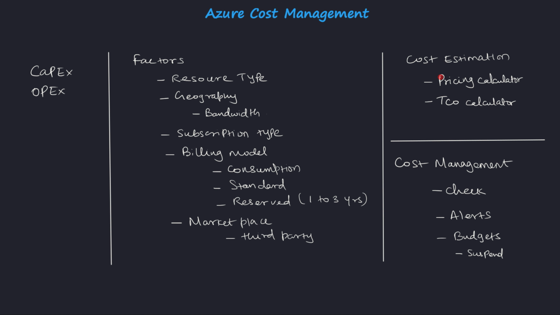Now, for estimating the cost, we have two different tools in Azure. One is called the pricing calculator and another one is called the total cost of ownership calculator. Let's first briefly see what these two are.